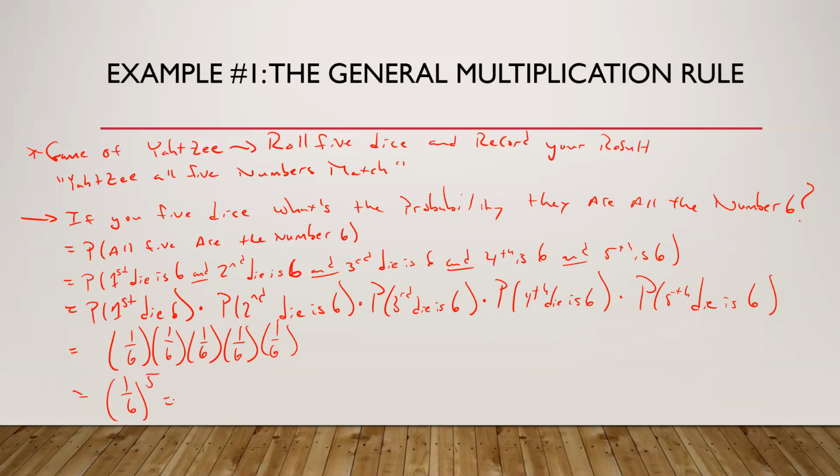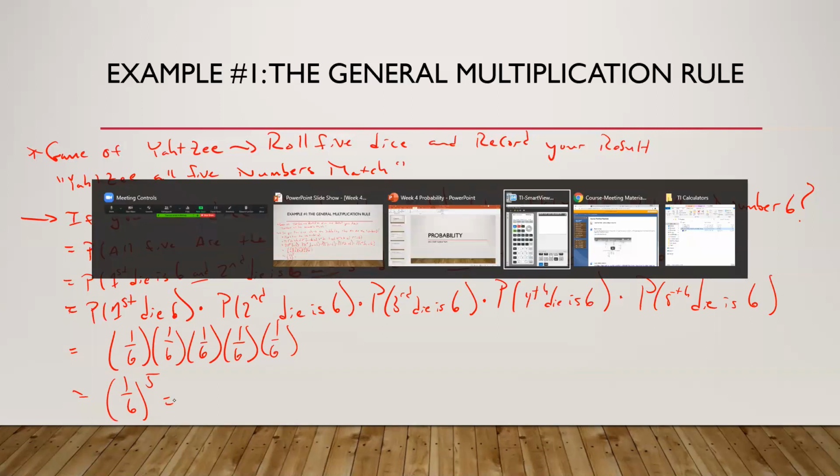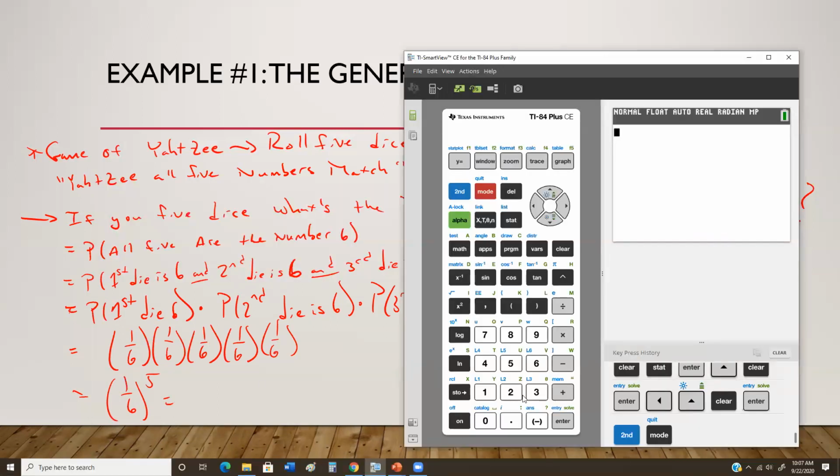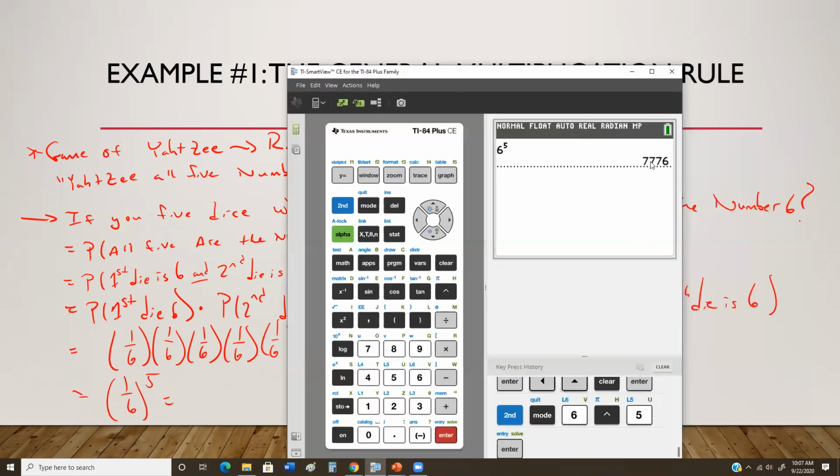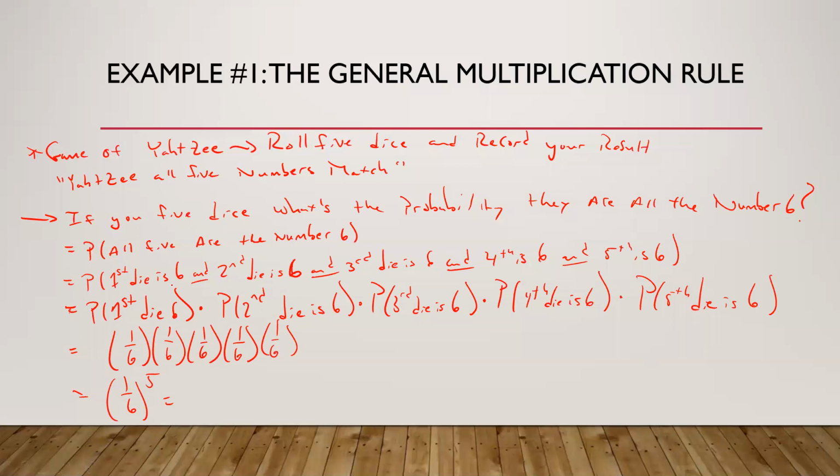So you just grab your trusty calculator here. 1 to the fifth power is 1. 6 to the fifth power, you type 6, and then this little caret sign here means raise to the fifth power. And you should get this, 7,776. So the probability that you roll 5 dice and they all come up as a 6 is very, very small. You see how I tackled that?